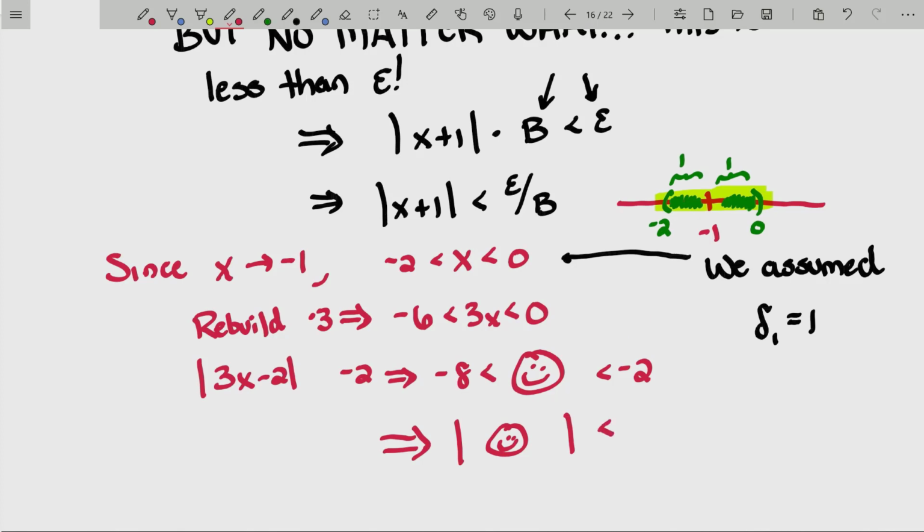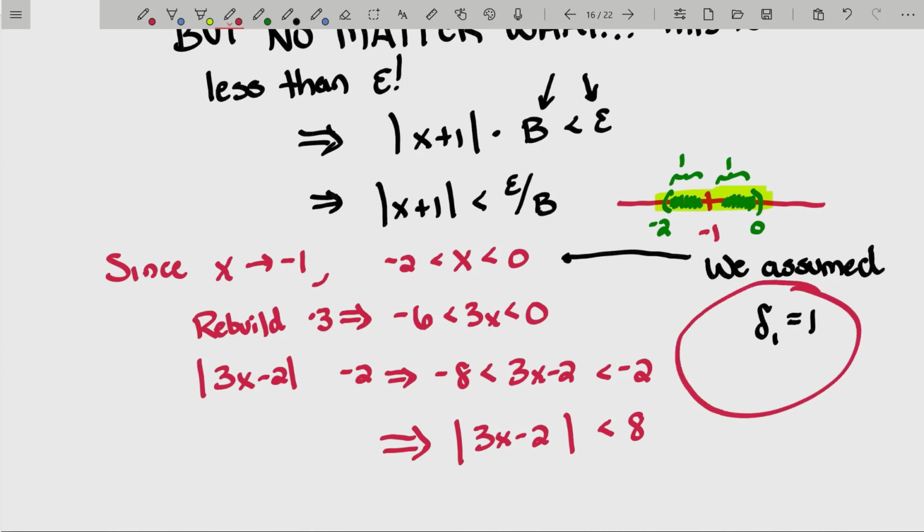Thus, I know in the worst case scenario, 3x minus 2 in absolute value is going to be less than 8. That's in the worst case scenario, as long as x is getting close to -1. And that's the caveat, as long as x is getting close to -1. So that is, we're within a delta of 1 of x equals -1. All right.